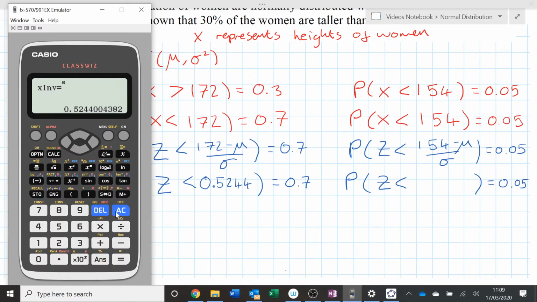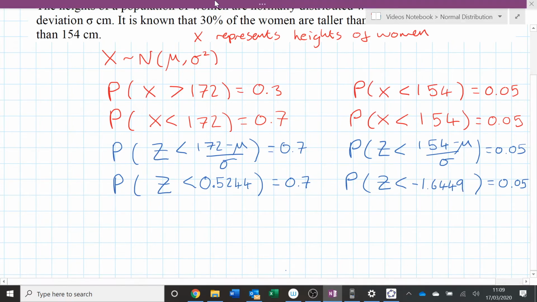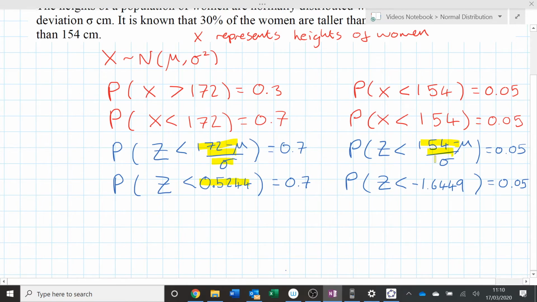And going back and putting 0.05 here, minus 1.6449. And now you will hopefully see that I have got a situation where this must be equal to this, and this must be equal to this.